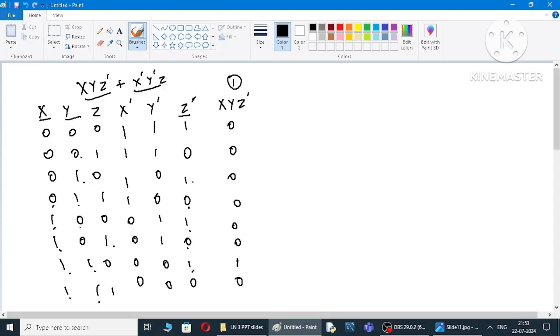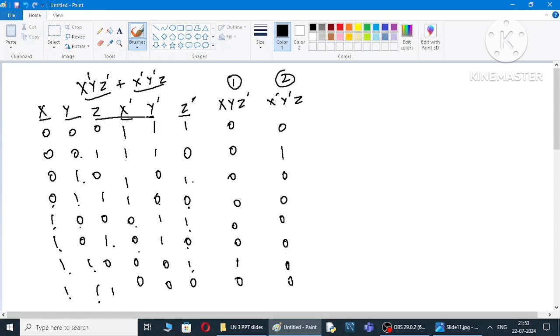Okay. Next we get x bar, y bar, z. This is the second part. So where is x bar? X bar, y bar, z. So this is very easy. So here you have a 0. Here you have a 1. This is 0. Here is 0, 0, 0. So all the others are 0. So in AND gate, that's multiplication. Any one 0 will fetch a 0.